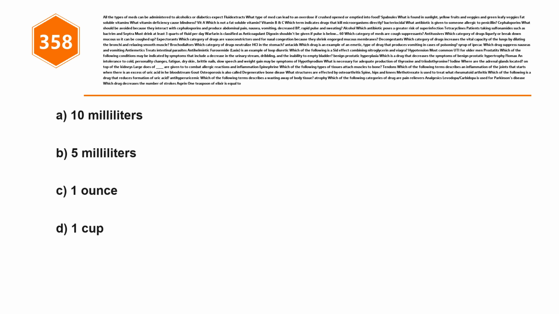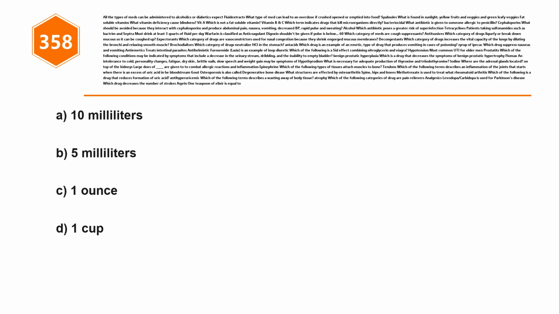Which of the following is a drug that reduces formation of uric acid? Antihyperuricemic. Which of the following terms describes a wasting away of body tissue? Atrophy. Which of the following categories of drug are pain relievers? Analgesics. Levodopa/carbidopa is used for Parkinson's disease. Which drug decreases the number of strokes? Aspirin.